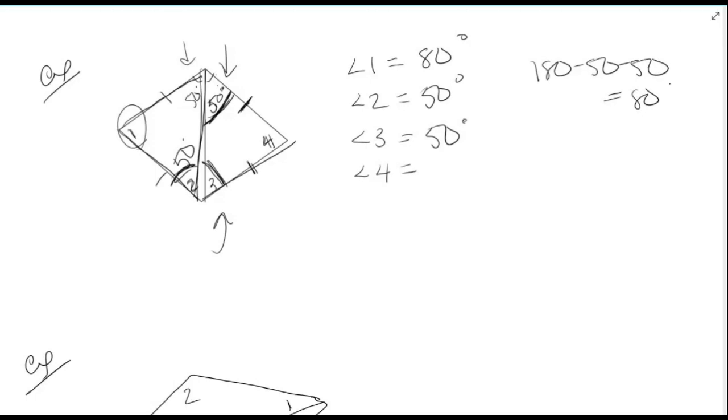And the same thing is true with 4. Again, we have the same triangle situation over there, which would be 180 minus 50 minus 50, which equals 80. And there you have all of your angle measures.